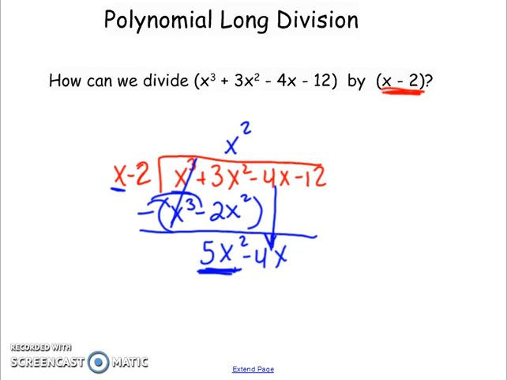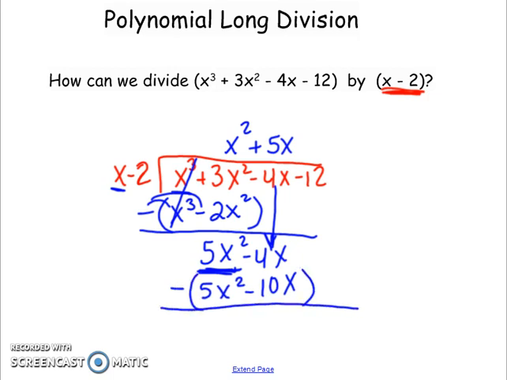So what times x is going to give me 5x squared? That's going to be a positive 5x. So now we're going to multiply the 5x times the x, so we get 5x squared. And then 5x times negative 2, we're going to get negative 10x. And again, we're going to subtract the entire thing. 5x squared minus 5x squared is gone.